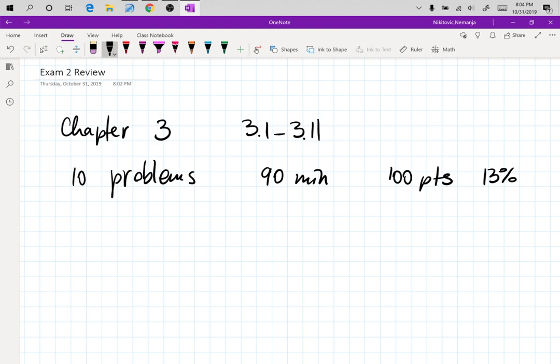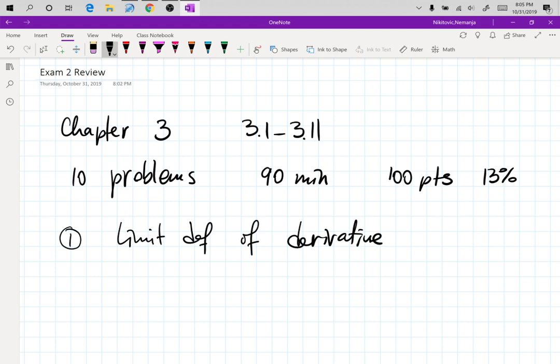Now, the concepts that will be on the exam: number 1, limit definition of derivative. This is when you find the derivative the long way using the limit as h goes to 0 of f of x plus h minus f of x, divided by h. This problem was on your exam 1, worded as find the limit of the difference quotient. Now, same problem, same calculation, is just called the derivative.